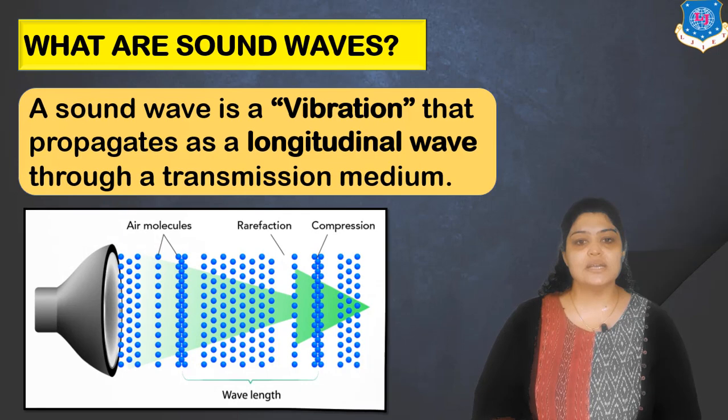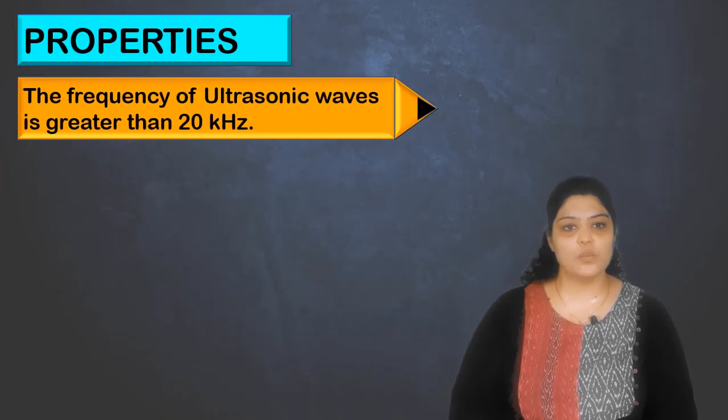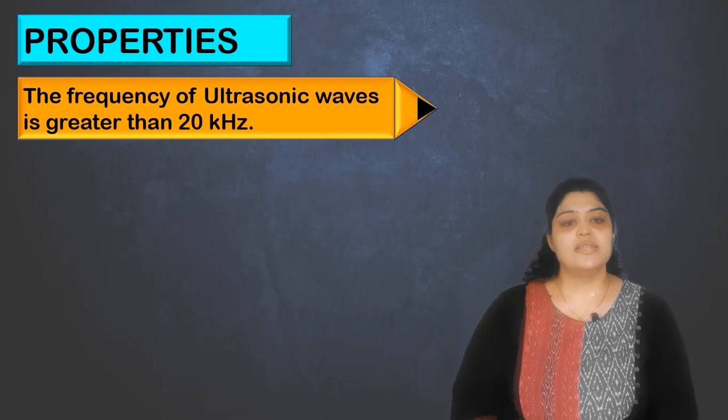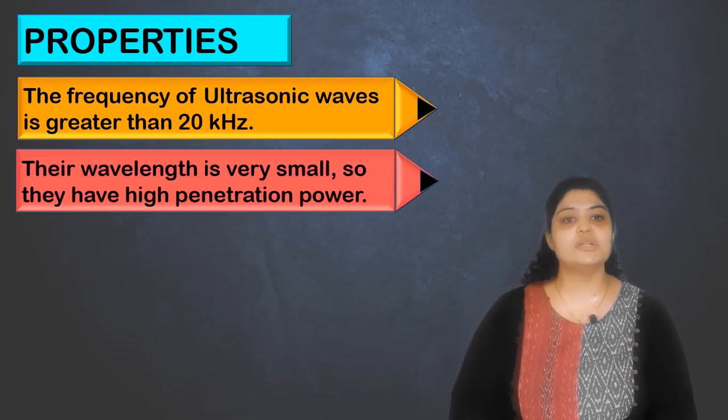Next, we'll discuss the properties of ultrasonic waves. The first property of ultrasonic waves is that they have a frequency greater than 20 kilohertz. As we have just seen, ultrasonic waves are sound waves which have a frequency greater than 20,000 hertz. Their wavelength is very small, so they have a high penetration power.